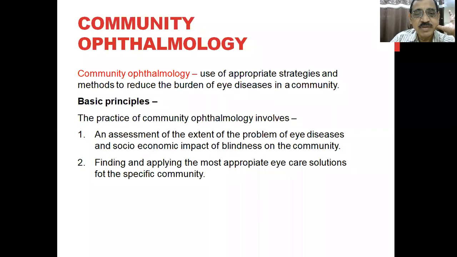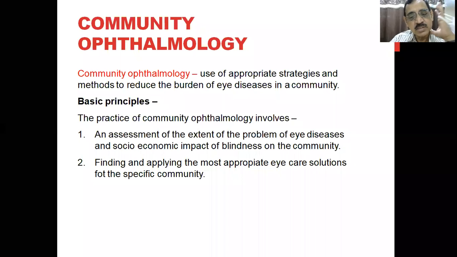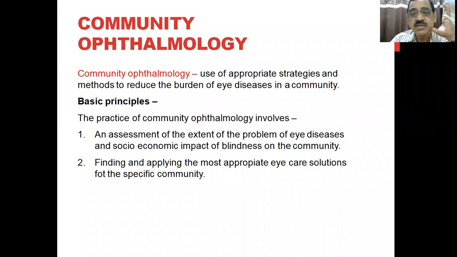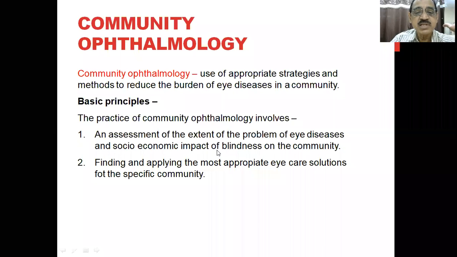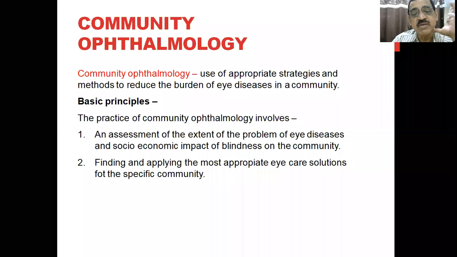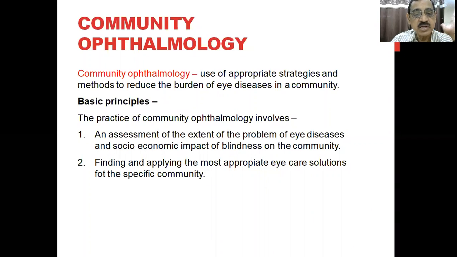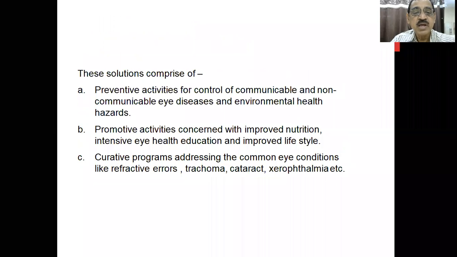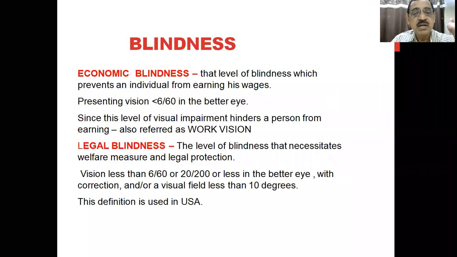Anyway, we have started community ophthalmology yesterday, and I've been telling you that there will be short notes, and sometimes we will ask you certain definitions in the examination. We have seen that community ophthalmology deals with appropriate strategies and methods to reduce the burden of eye diseases in a particular community, and there are various basic principles, and we have seen the solutions comprising all these three. And I have told you the definitions of blindness.